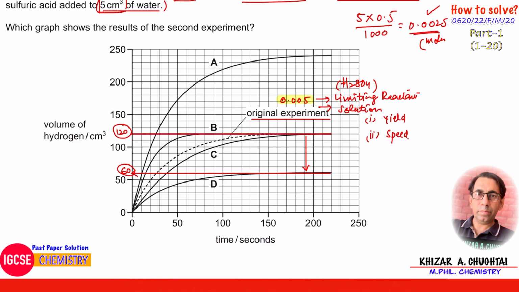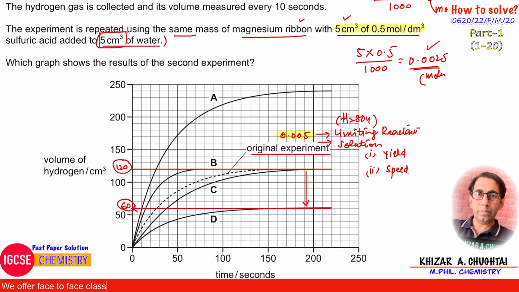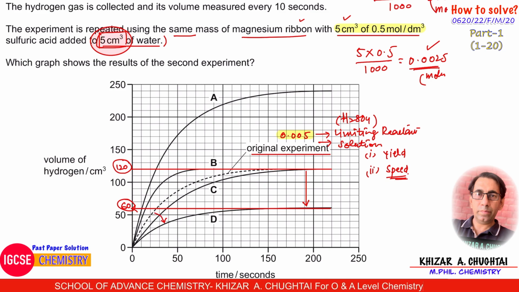The second one, as you are going to add some water into that sample, you are going to dilute the sulfuric acid. Because of dilution, the speed will be lowered, and it will be away from the y-axis as compared to the original experiment. The repeated experiment will be away from the y-axis as compared to this dotted line experiment. So once again, D is the correct option.